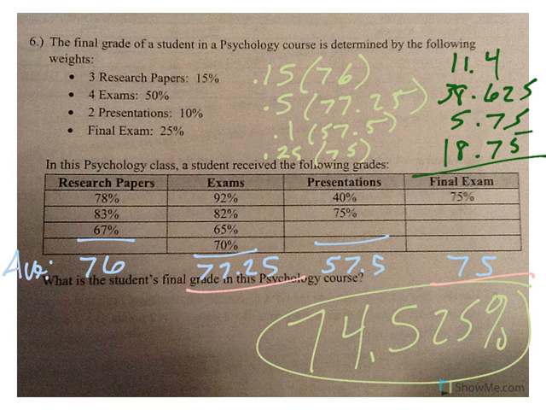All of your exams, your average is a C. Your research paper average is a C. Your presentation, you failed your presentations. However, presentations are only 10%, and because everything else was so high, everything else washed out, and you do end up with a C average in this class. So there is the second video for weighted averages.